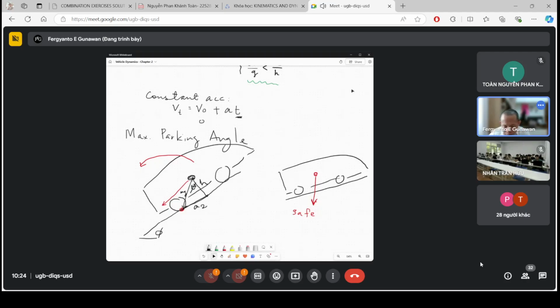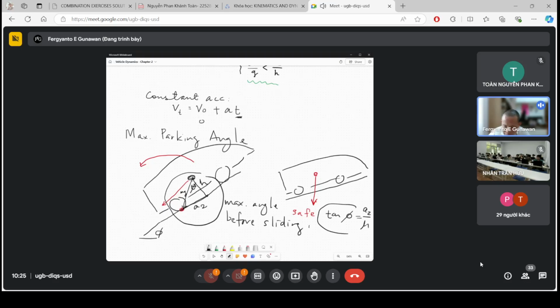So for that reason, the maximum angle before sliding happens is tangent pi equals a2 divided by h. Okay, so this is how you get the formula: tangent pi equals a2 divided by h.